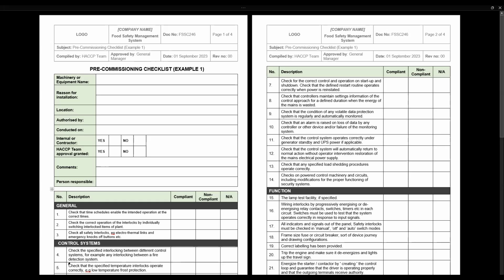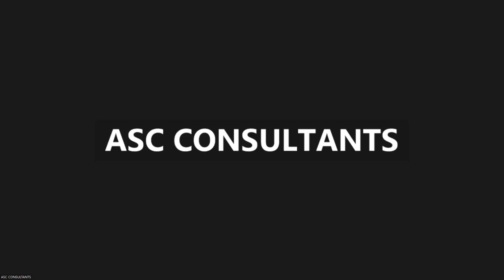It could be general, it could be control system, it could be function, but it does not necessarily need to be as per each equipment. It could be a generic document that you then implement and use as a site for pre-commissioning, for example, to ensure that you comply with the requirement of the standard. Okay, so let's go back to then our presentation, looking at what is it that the standard requires further.